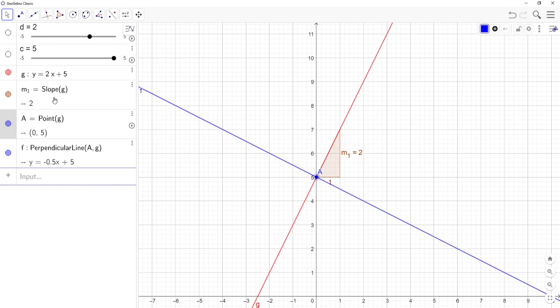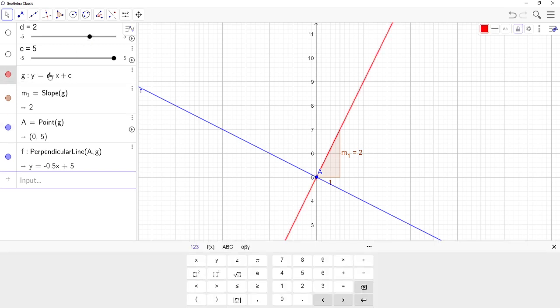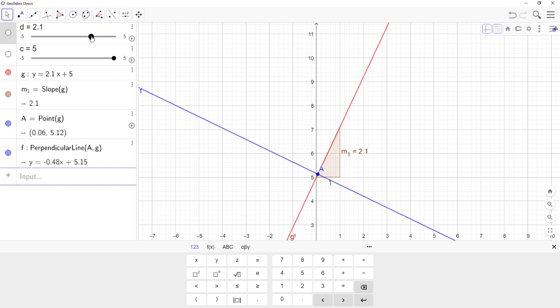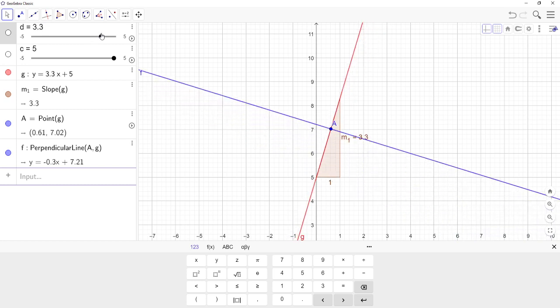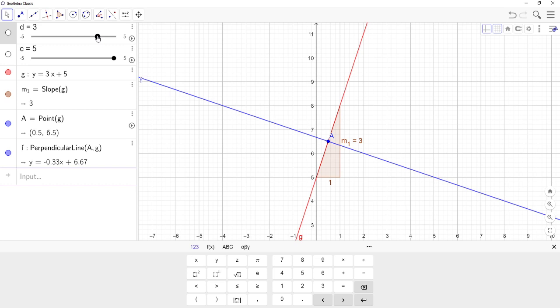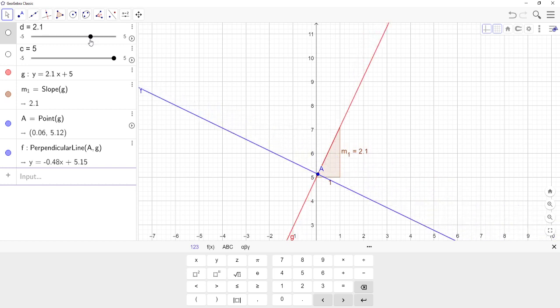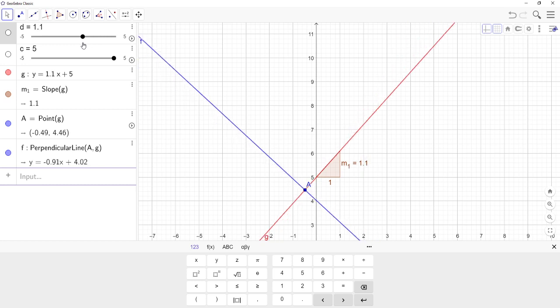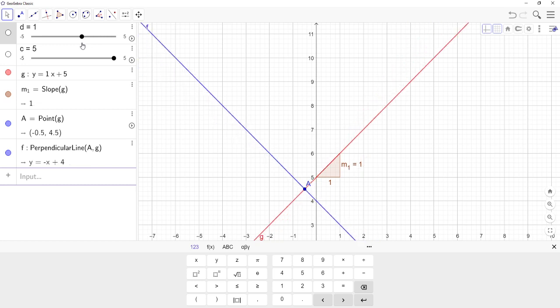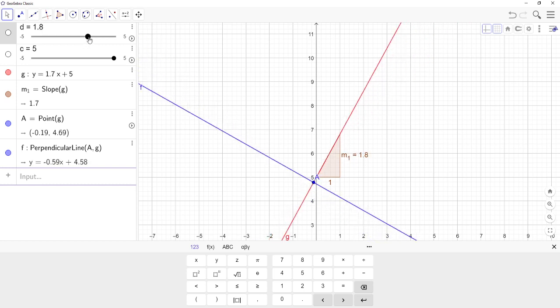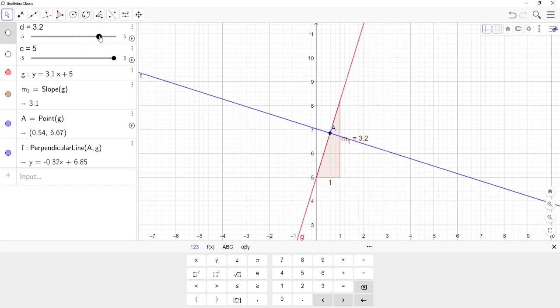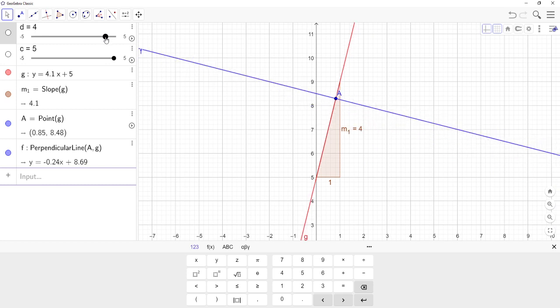Now, there is a special relationship between the gradient of one line and the gradient that is perpendicular to it. If I start to alter the gradient of the red line, we can see that the gradient of the blue line changes to keep it perpendicular. And if we take those two gradients and multiply them together, we can actually see something pretty interesting happening.